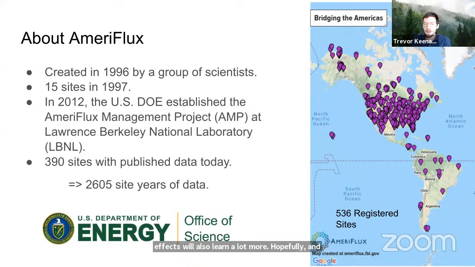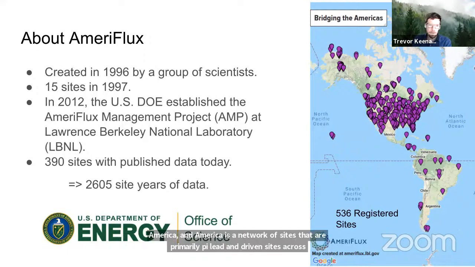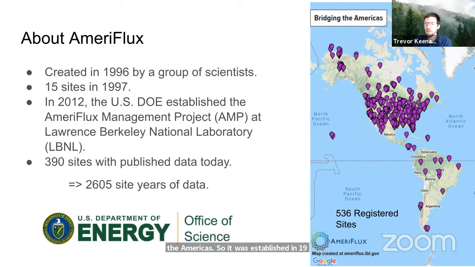And so about AmeriFlux, before we get into it, what is AmeriFlux? AmeriFlux is a network of sites that are primarily PI-led and driven sites across the Americas. It was established in 1996 by a group of scientists and has since expanded from the 15 sites that were in the network then to many, many more. We currently have 390 sites across the Americas. So that's over 2,500 site years of data.